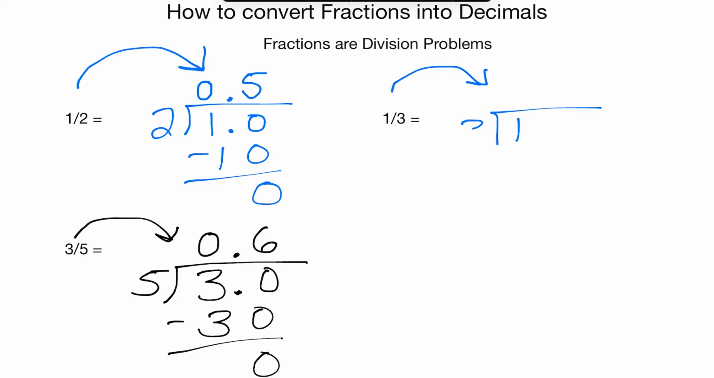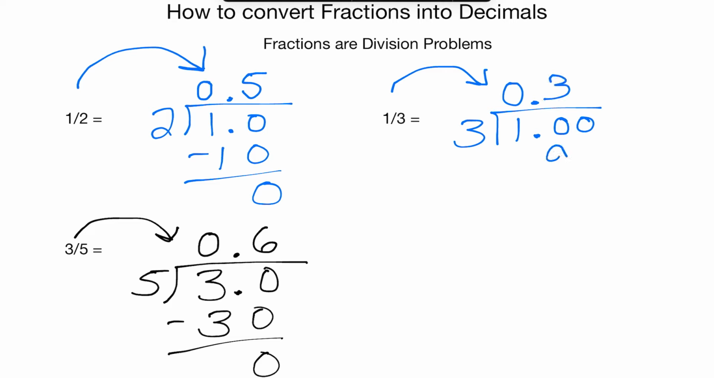For 1/3, we're going to have this fraction fall forward into the division symbol. 1 on the inside, 3 on the outside. And again, add a decimal and a couple of zeros. And then remember to lift the decimal also to the same spot on the answer line. No groups of 3 in the number 1. In 10, there are 3 groups of 3.